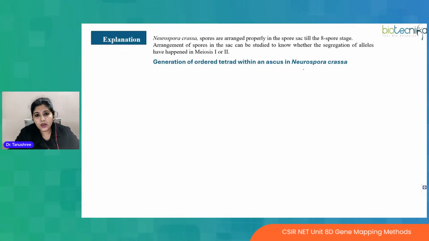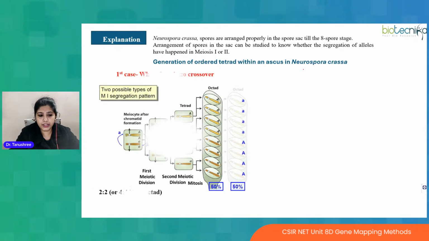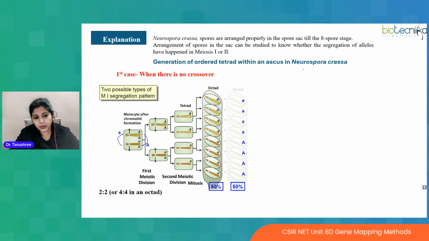Neurospora crassa always forms, as I told you, there are certain organisms you need to learn which have an ordered tetrad or octad arrangement and which have unordered. Neurospora crassa always has an ordered tetrad or octad arrangement. Saccharomyces cerevisiae is one example of an unordered tetrad arrangement, right? Octad is where you have 8 ascospores arranged in an ascus. So here you have to consider two cases, one when there is no crossing over and another when crossing over is happening, right?